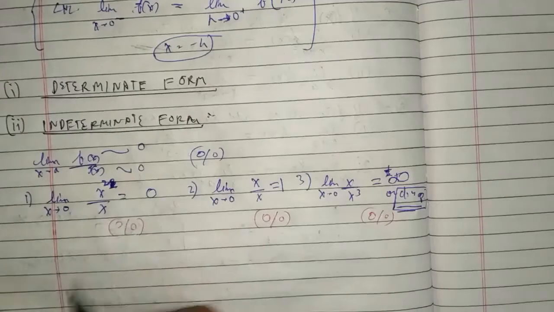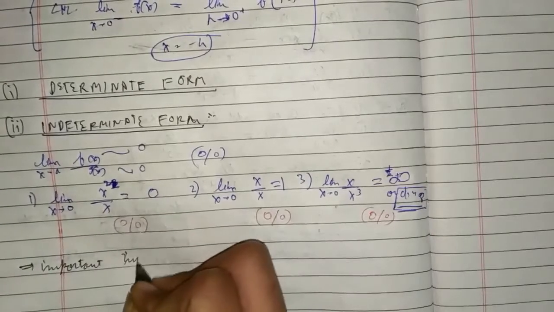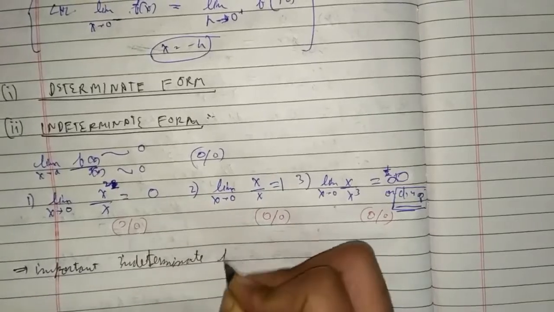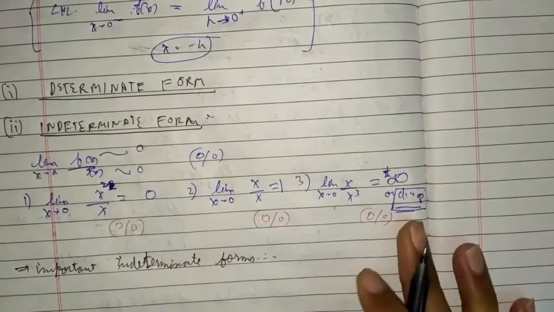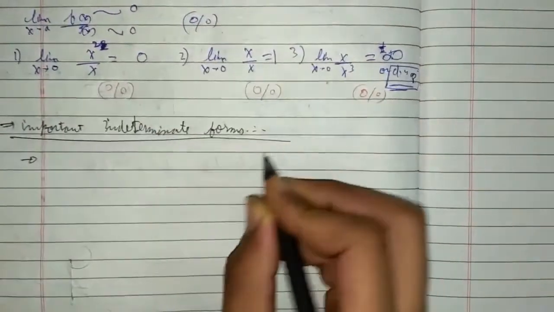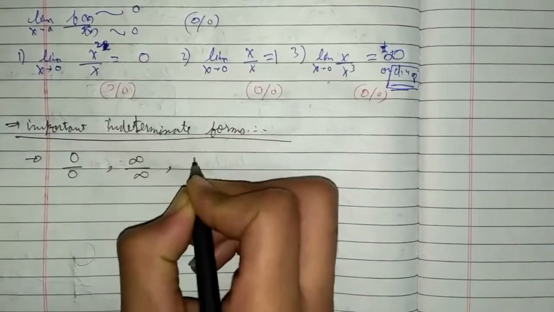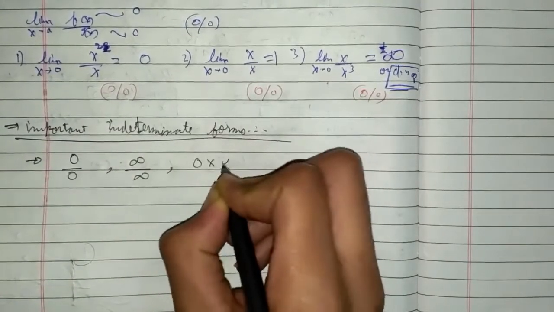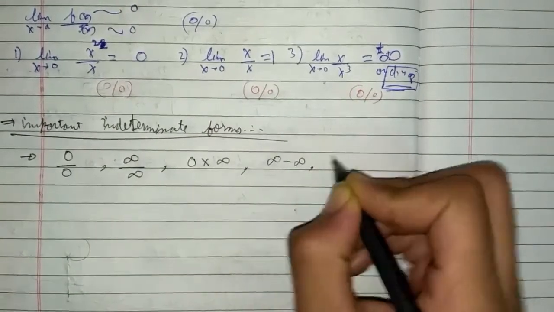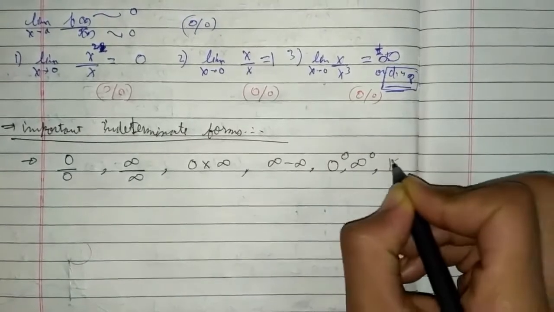And now some few important indeterminate forms are: first is 0 by 0, that we already know. Second is infinity by infinity, and third is 0 into infinity. Fourth is infinity minus infinity. Fifth is 0 power 0. Sixth is infinity power 0, and seventh is 1 power infinity.